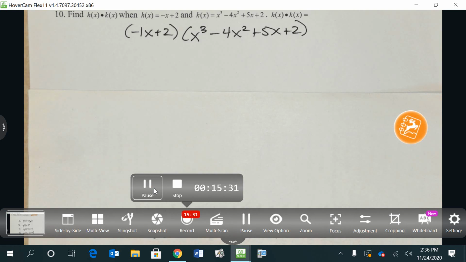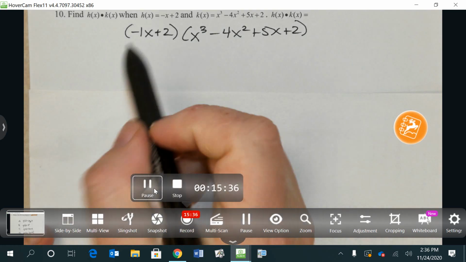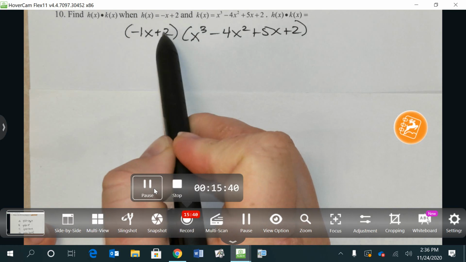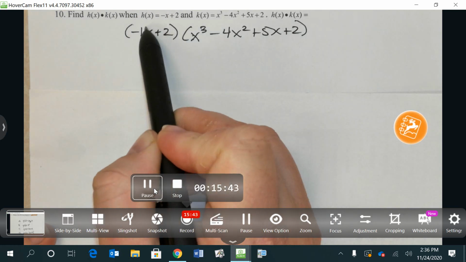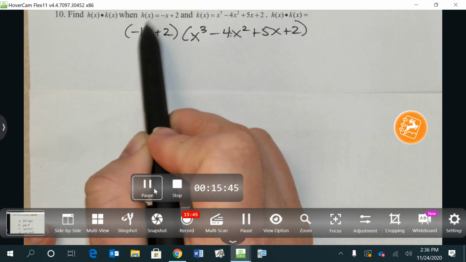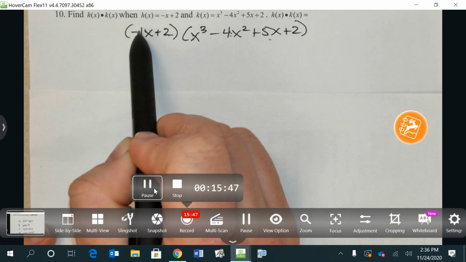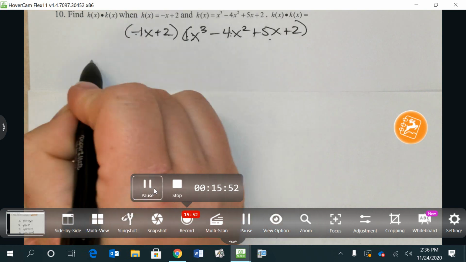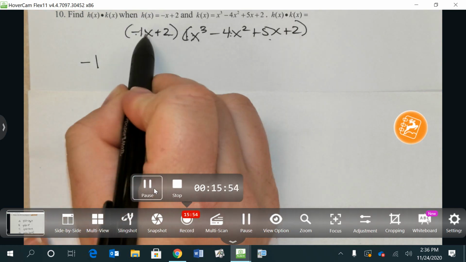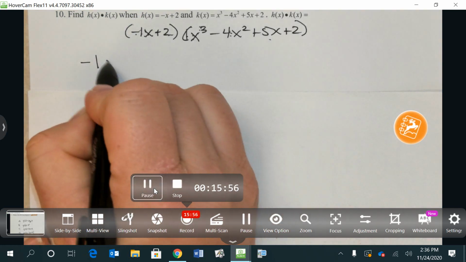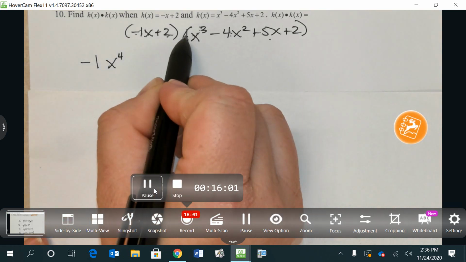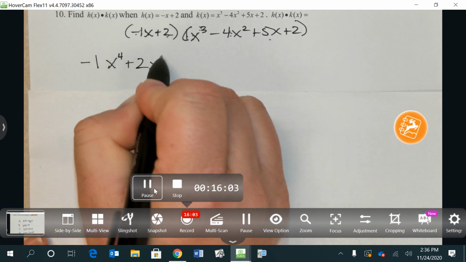In problem 10, I'm asked to multiply h of x and k of x. So to show you how to do this, there's going to be 8 terms. I'm going to take this number times the first, and then the 2 times the first term, then times the second term, times the second term, third term, and fourth term. So here we go. Negative 1 times 1 is negative 1. There's a total of 4 x's. 1, 2, 3, 4. I'm going to take this 2 times the first term. Positive 2 times 1 is 2 with an x cubed.